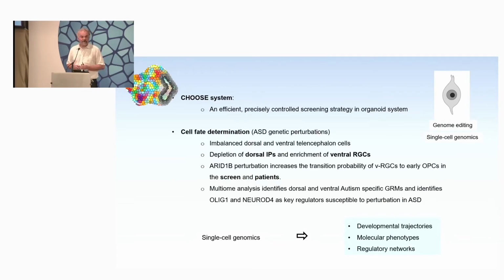So in summary, I hope I've been able to convince you that we can use organoids to learn something about human neurodevelopmental disorders that was not possible before. I've shown you that we've developed the CHOOSE system, that is a precisely controlled screening strategy in organoids. I've shown you that perturbation of autism genes causes imbalances in dorsal and ventral telencephalic cells, that there's a depletion of dorsal intermediate progenitors, enrichment on the ventral side, and I've shown you that the multiome analysis identifies dorsal and ventral autism-specific gene regulatory modules.